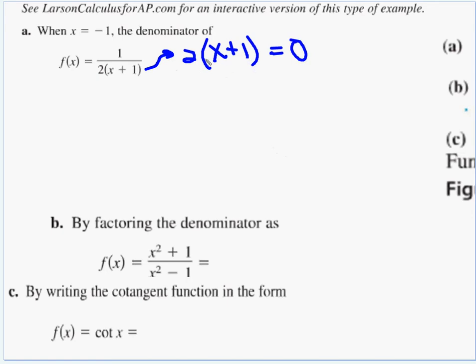So here we're going to solve for x. We would divide by 2. 0 divided by 2 is 0. So we have x plus 1 is still equal to 0. Subtract 1 from each side. x equals -1. That is going to be where we run into a vertical asymptote for that function, again because the numerator is a number and our denominator would 0 out.